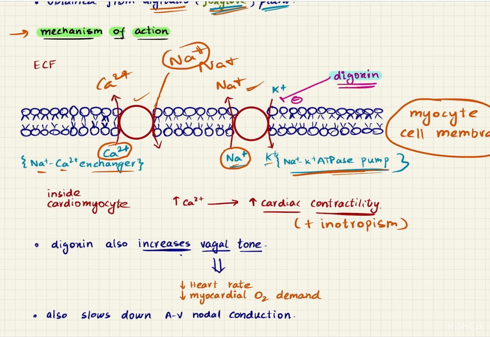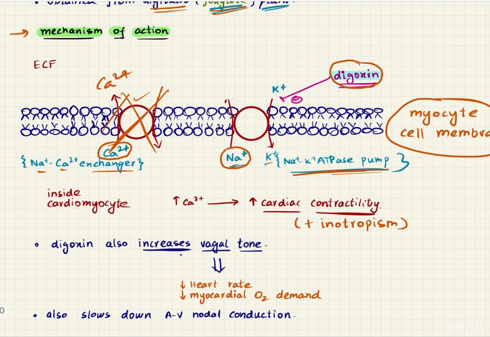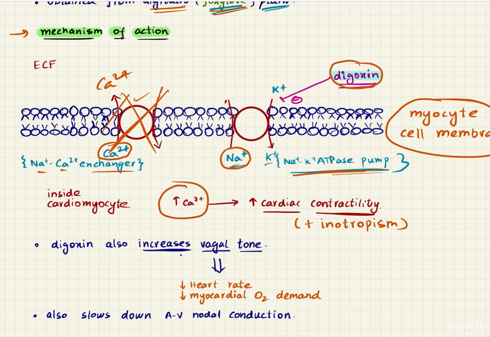But when I am giving digoxin, what does digoxin do? Digoxin will block the sodium potassium ATPase pump, so this sodium gradient is never created. If the sodium gradient does not exist, then calcium cannot come out through this transporter, right? Only if the sodium gradient is there can calcium leave the myocyte in exchange for a sodium ion. That process cannot occur, so calcium will accumulate inside the cardiac myocyte. Increased intracellular calcium concentration increases cardiac contractility, which is responsible for positive inotropism, in other words.